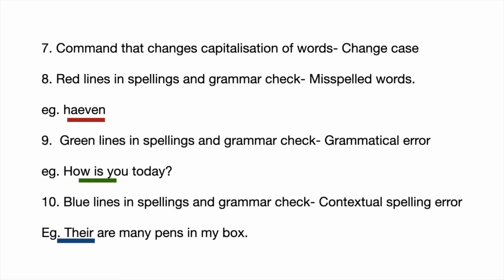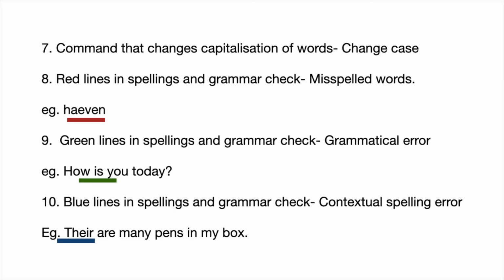Red lines in spelling and grammar checks indicate misspelled words, like heaven, which is H-A-E-V-E-N. It'll underline red because it's a wrong spelling. Green lines in spelling and grammar check indicate a grammatical error. How is you today? Grammatical error.